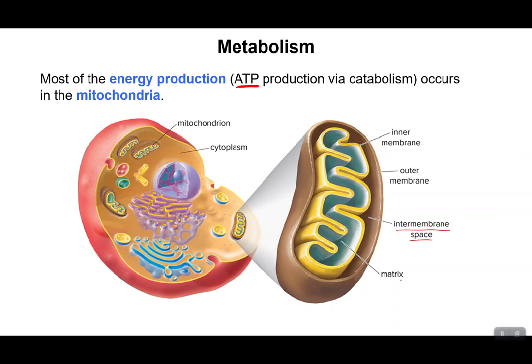Lastly, there is a matrix in your mitochondria. This is the space inside your inner membrane. It's analogous to the cytoplasm inside a cell. This matrix is just the region inside this double membrane organelle. We're going to see that some of the catabolic reactions we're going to look at will occur inside this matrix.